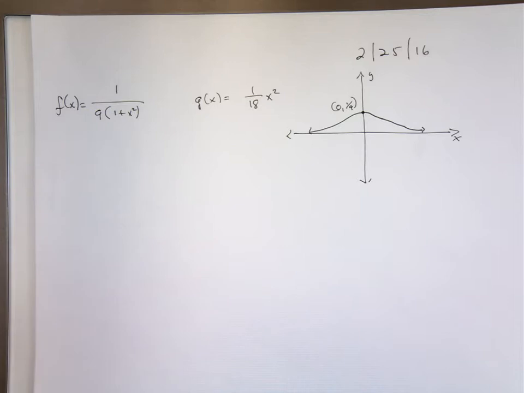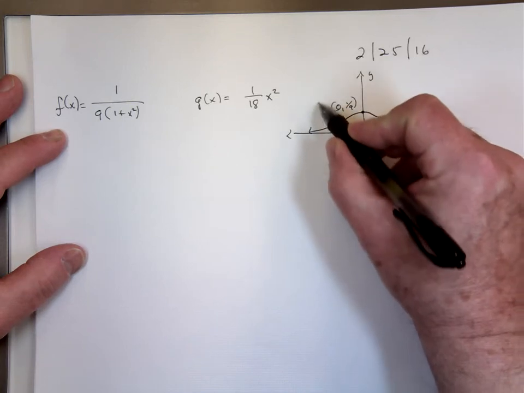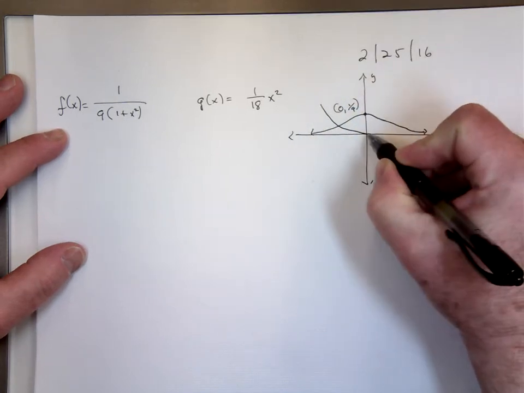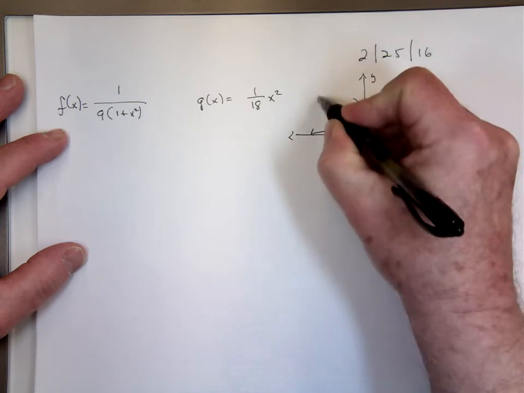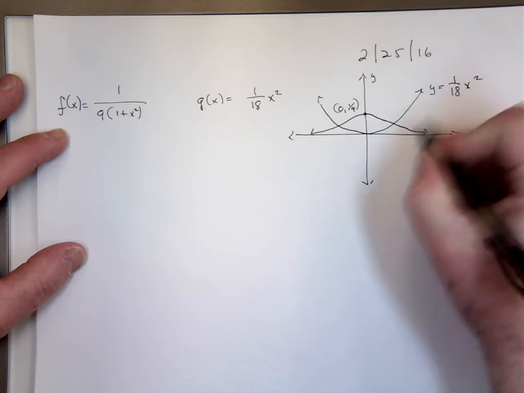The other function is g of x is 1/18 x squared. Well, that's a parabola, concave up. You know what that looks like. By the way, let me ask you this. What kind of function is 1/18 x squared? Even. Here we go. And here's the other one.